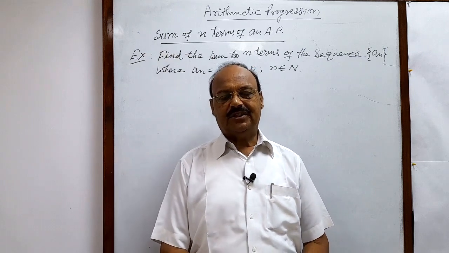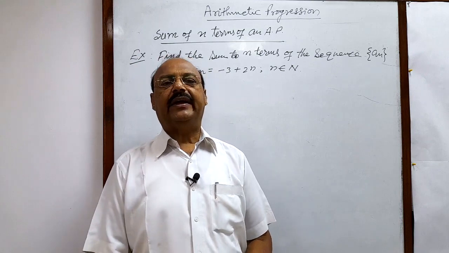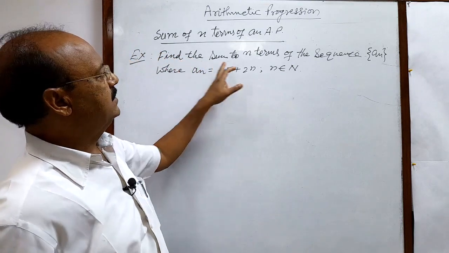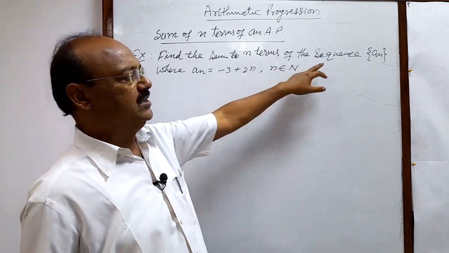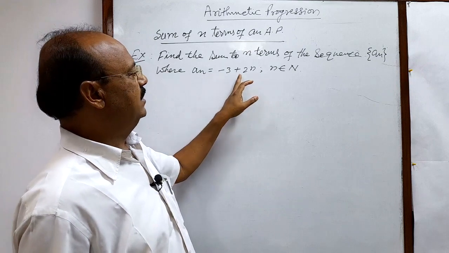Here let us see a question from the topic arithmetic progression. This is related to sum of n terms of an AP. Find the sum to n terms of the sequence an where an is equal to minus 3 plus 2n.